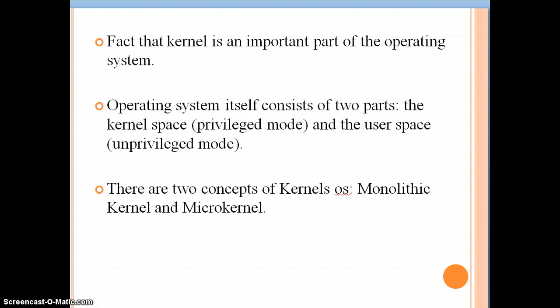So we have seen that the kernel is an important part. The kernel is said to be the heart of the operating system. The operating system consists of two parts, the kernel space and the user space. And there are two concepts of the kernel, the monolithic kernel and the microkernel. In this section we will see what is meant by the monolithic kernel and the microkernel, and how they are combined to make the hybrid operating system.